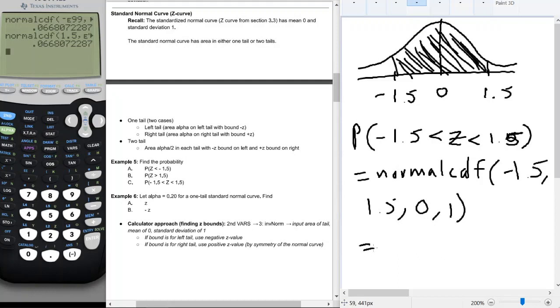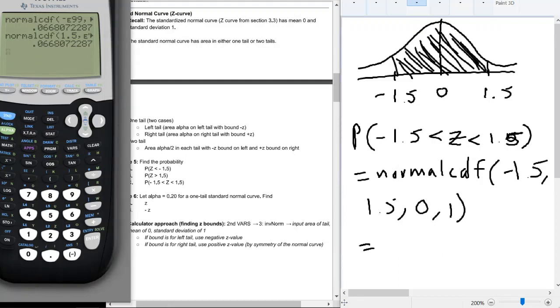In the calculator, let's go to second vars, normal CDF, lower bound negative 1.5, upper bound 1.5, and then we're dealing with the Z curve. So the area in between is 0.8663.